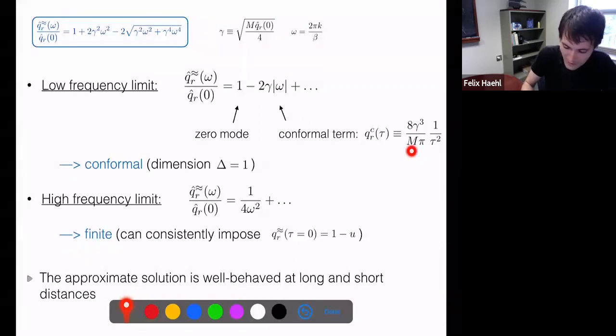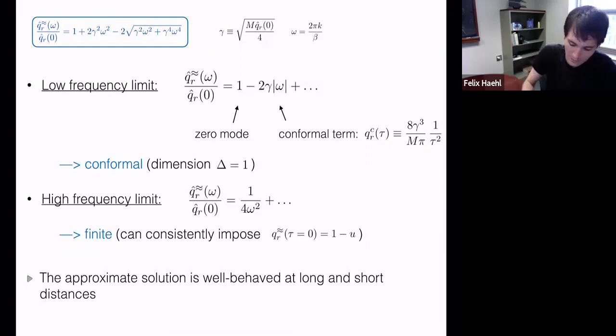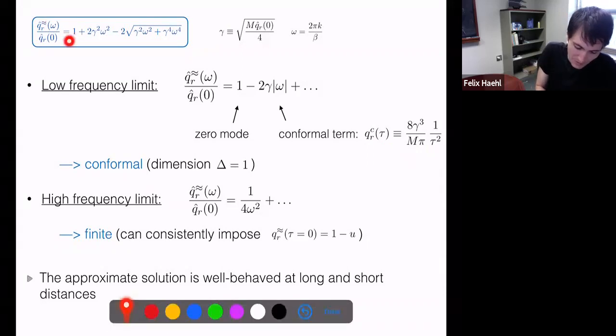If you Fourier transform just that term, you get a conformal solution that goes like 1 over tau squared. So it's associated with some marginal dimension 1 operator that has appeared. Okay, so we have the conformal limit. There's a conformal solution in these spin glass equations. But this approximate solution does more, because also at high frequencies it's well behaved. In particular, it's finite at high frequencies, which means that we can consistently impose this boundary condition.